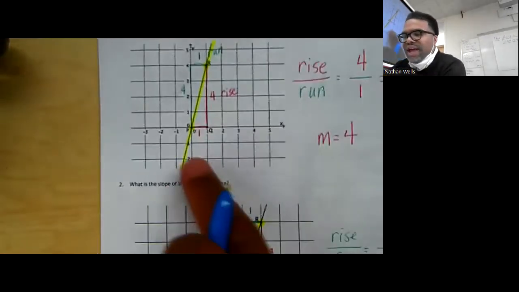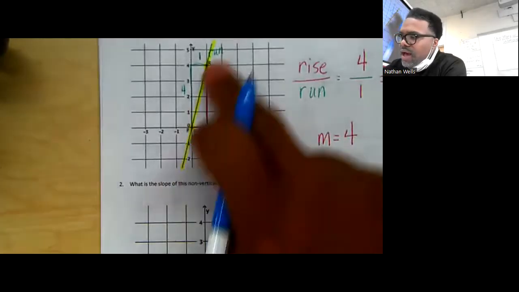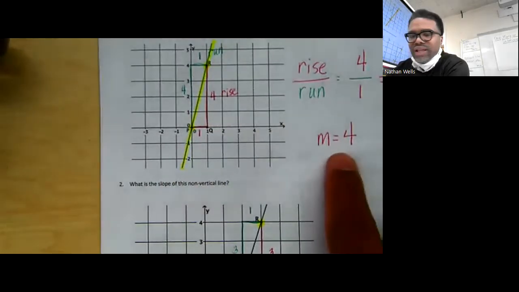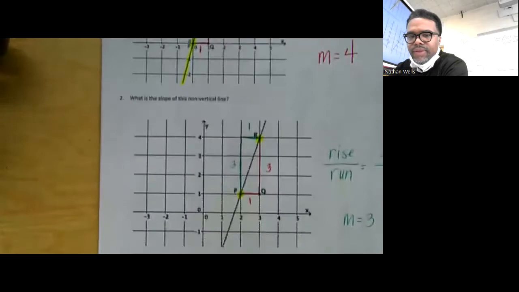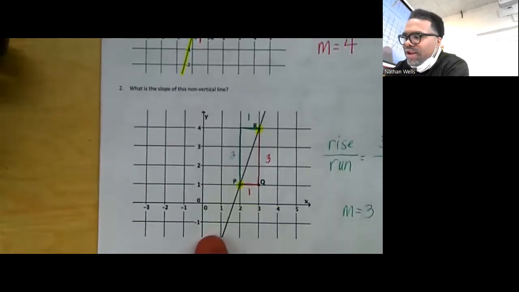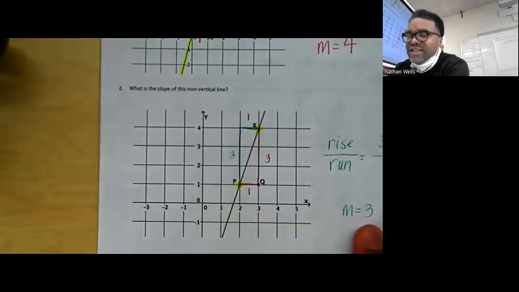In the previous examples, from left to right, we were going uphill. So that's a positive slope. So we leave the 4 positive. Same thing here. As I move from left to right, this is going uphill. It's a positive slope.